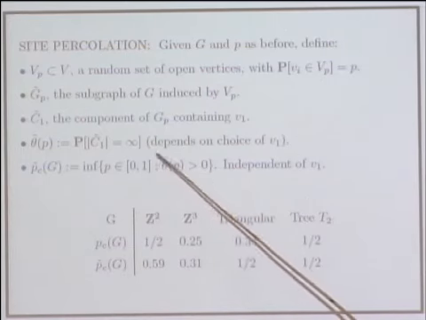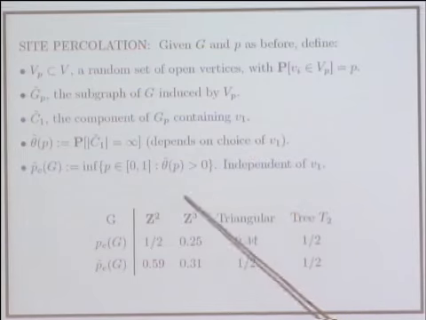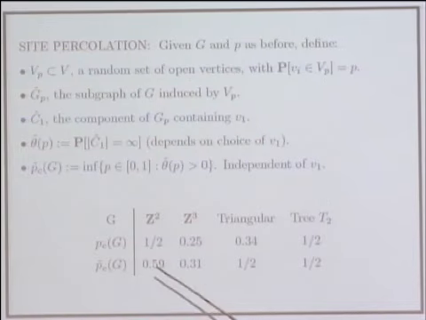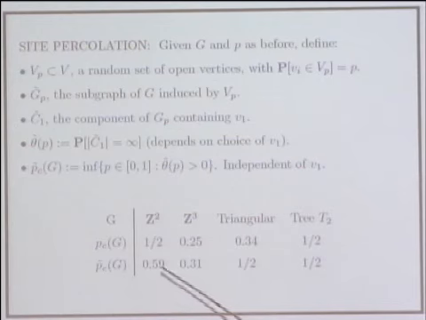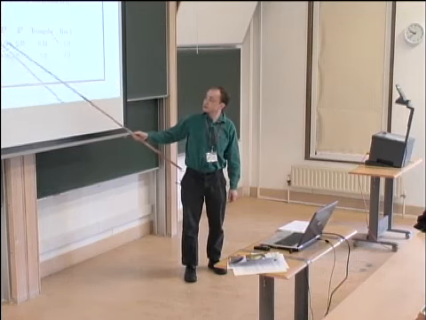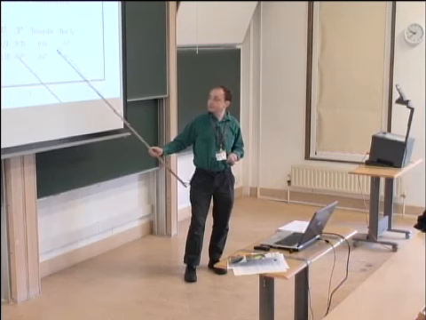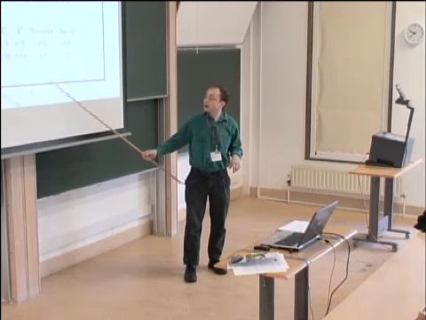Again, this theta of P depends on the choice of V1, but the critical P does not. So then we've got some examples here. In some cases I've written these as fractions, and in some cases as decimals, and the fractions are the ones which are known exactly, as has been mentioned before, for bond percolation on Z2, for instance, or also site percolation on the triangular lattice. And the other ones are due to simulation studies.